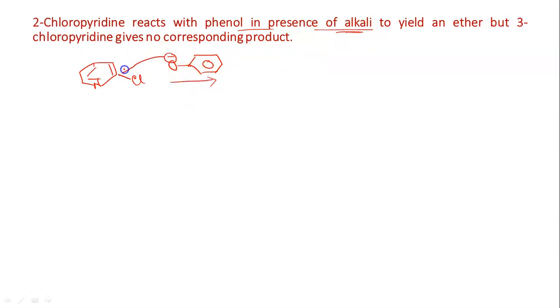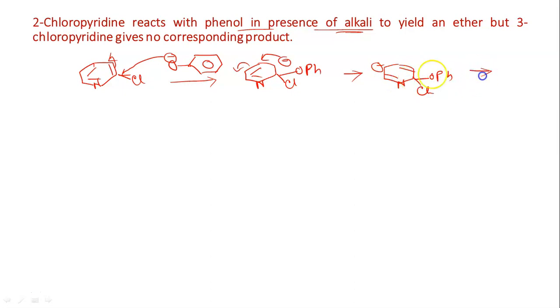So if it is attacking here, I am drawing the resonance structures. And I am writing this as OPh. The next resonance structure will be, and the third one, now the negative charge is directly on nitrogen, right?